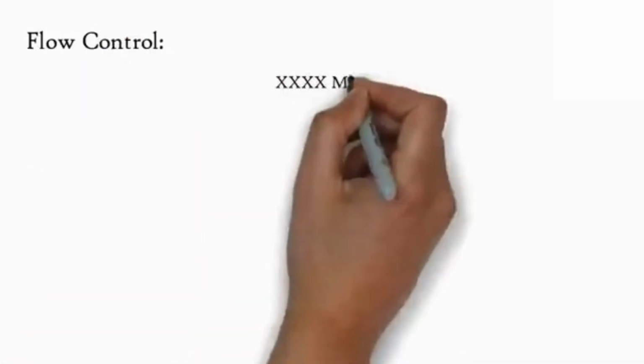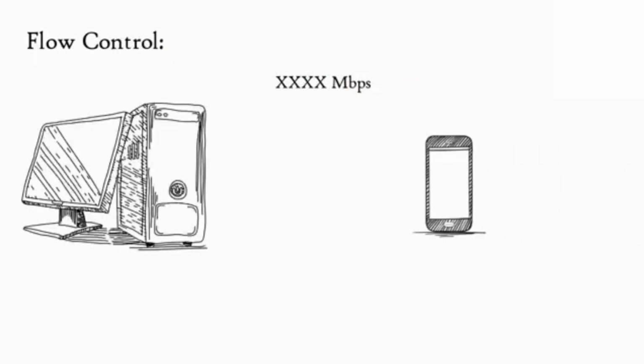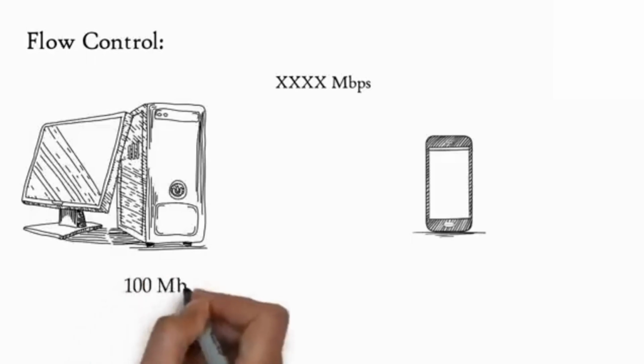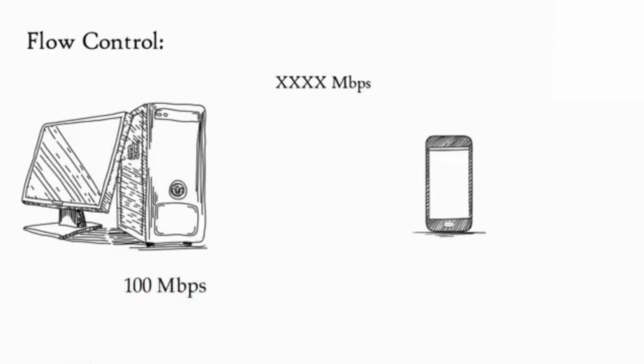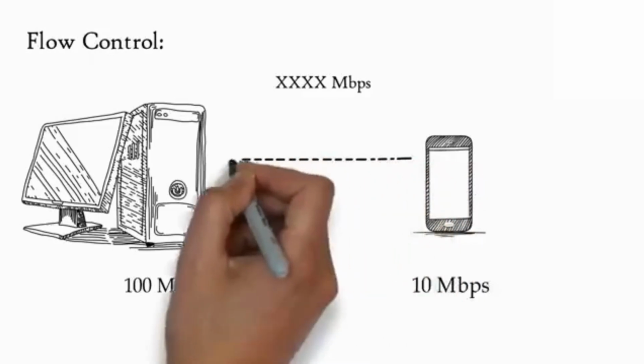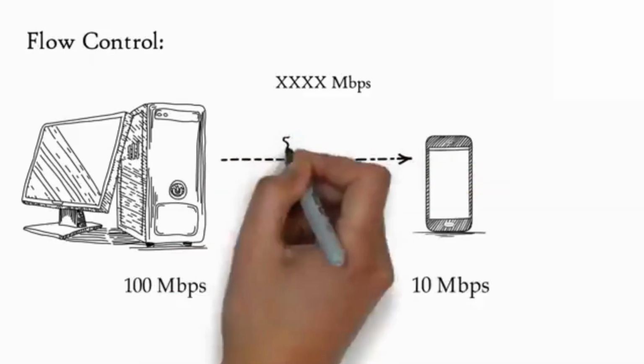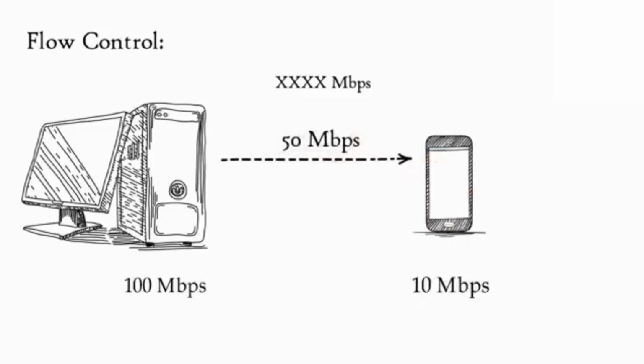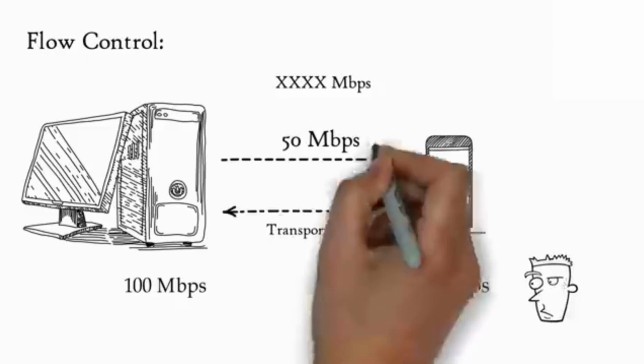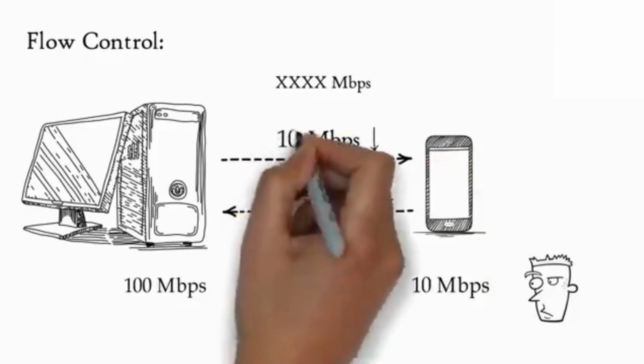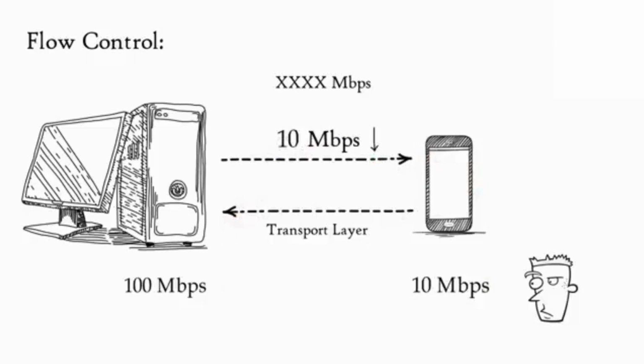In flow control, the transport layer controls the amount of data being transmitted. Consider our mobile is connected to a server. Suppose the server can transmit data at a maximum of 100 Mbps and our mobile can process data at a maximum of 10 Mbps. Now we are downloading a file from the server, but the server starts sending data at 50 Mbps, which is greater than the rate our mobile can process. So the mobile phone, with the help of the transport layer, can tell the server to slow down the data transmission rate to 10 Mbps so that no data gets lost.